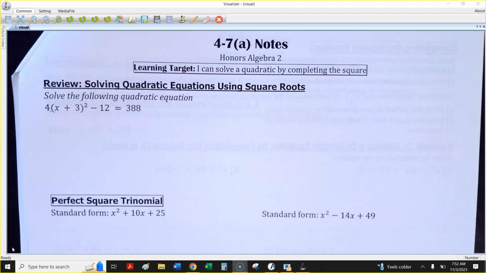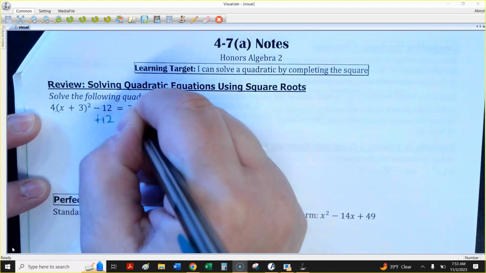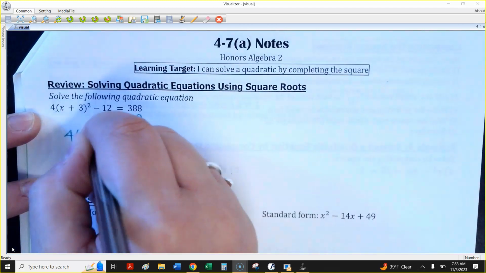What do you do first if you're solving this problem here? Most of the problems are going to end up looking like something like this today when we complete the square. So that's why I want to make sure you guys are comfortable solving something that looks like this. What do you want to do? Move the 12. Good. All right, so I've got this 4 times x plus 3 squared.